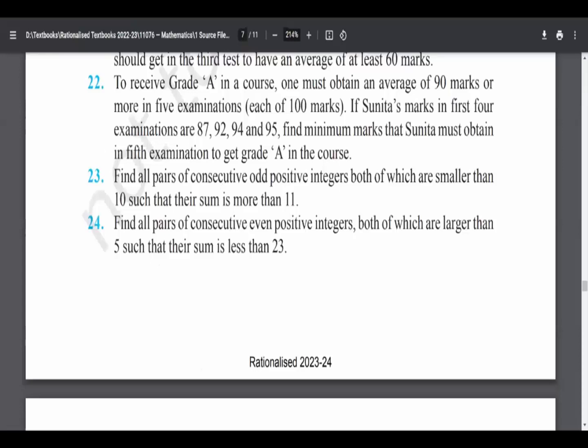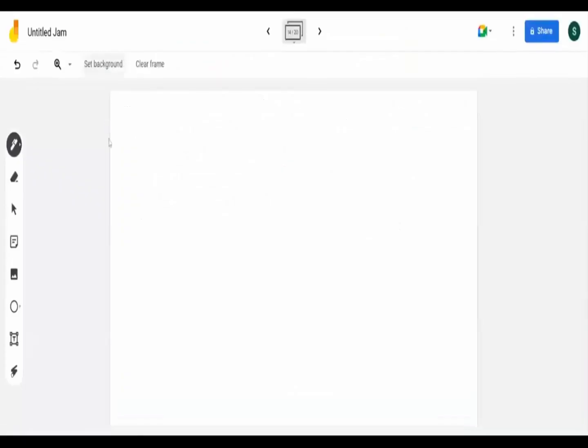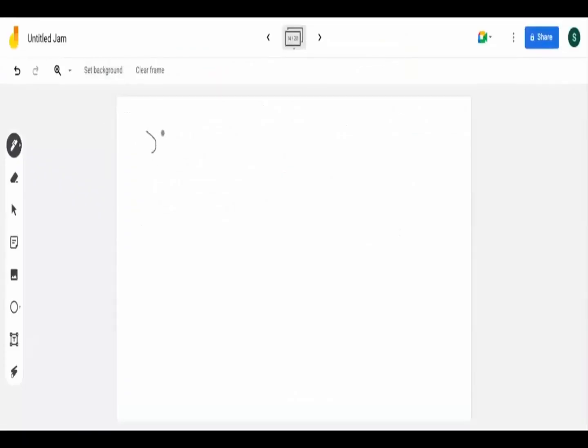Question number 24. Find all pairs of consecutive even positive integers, both of which are larger than 5 and their sum is less than 23. So here again we are given even positive integers, both larger than 5, and the sum is less than 23. Let us take our first even integer as x. So the consecutive one will again be x plus 2.